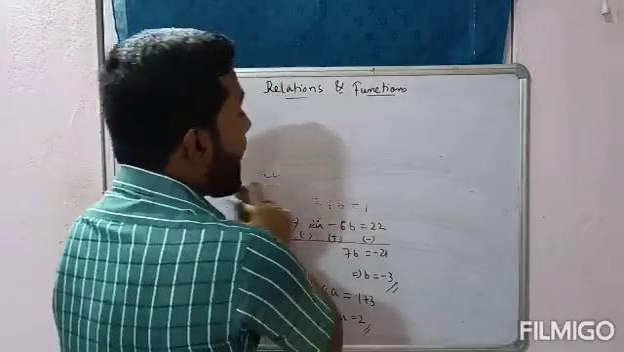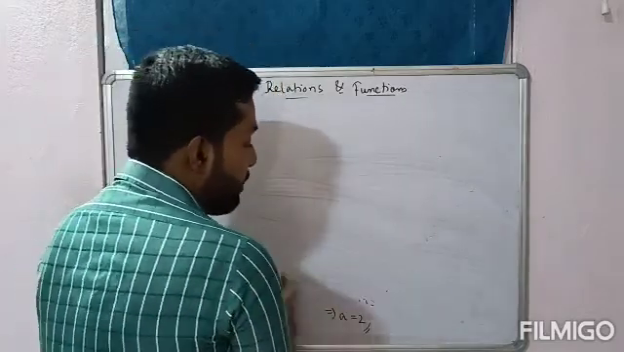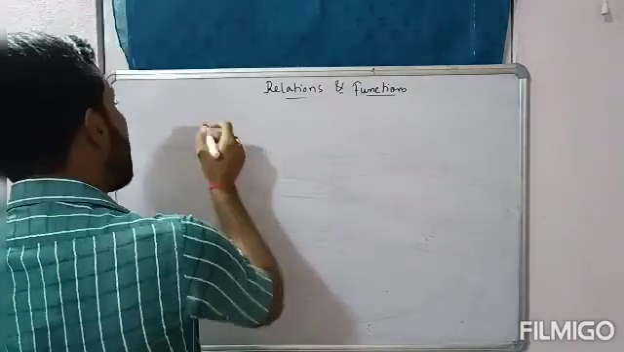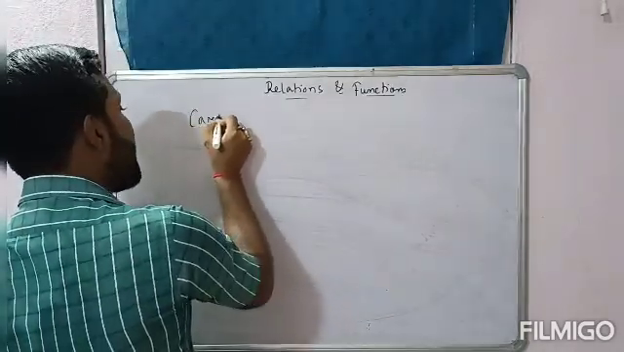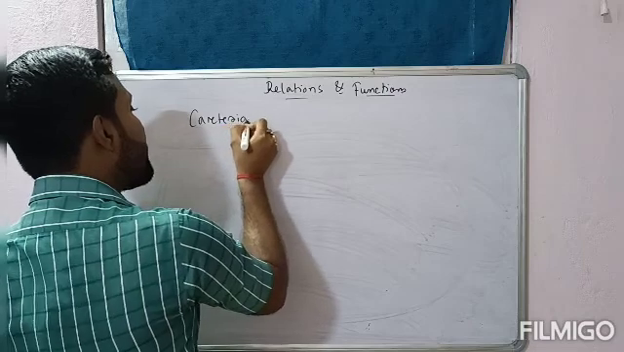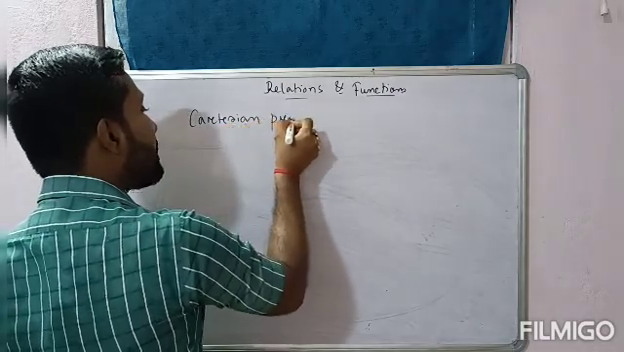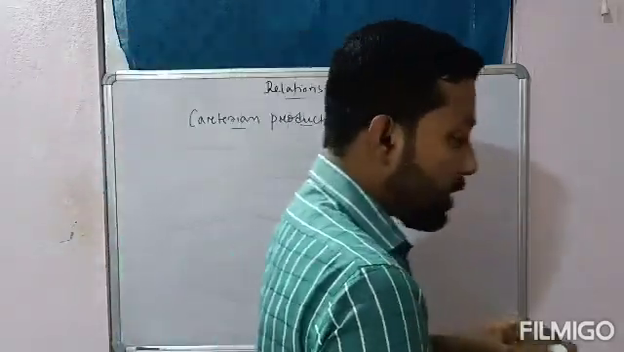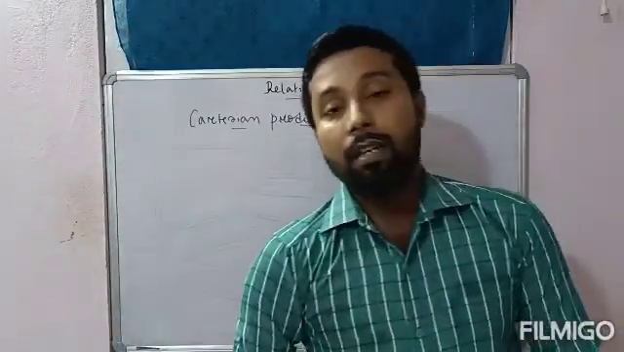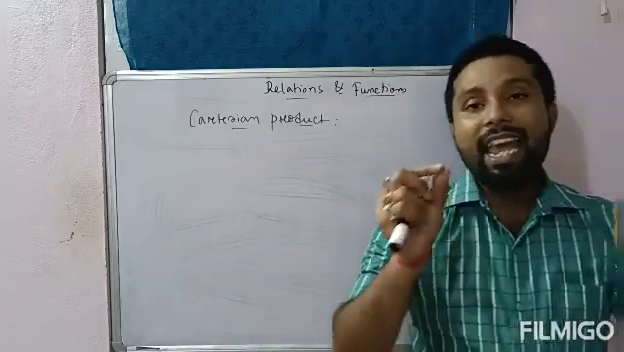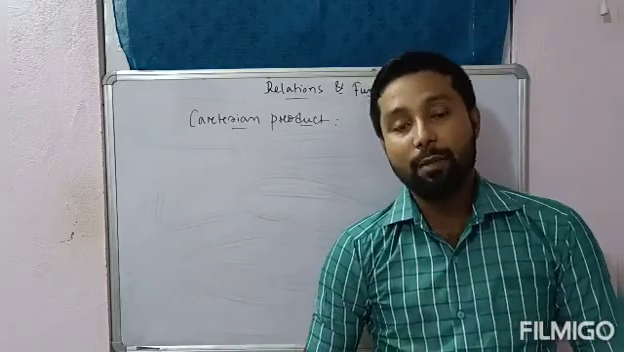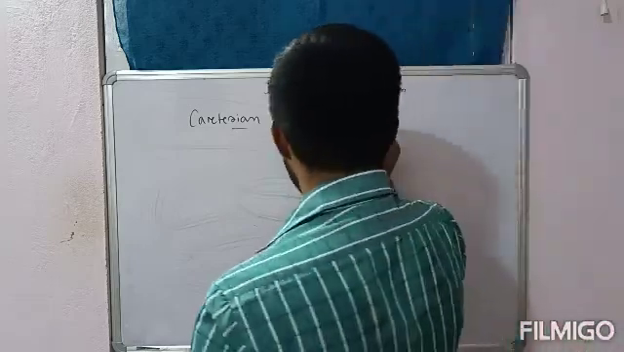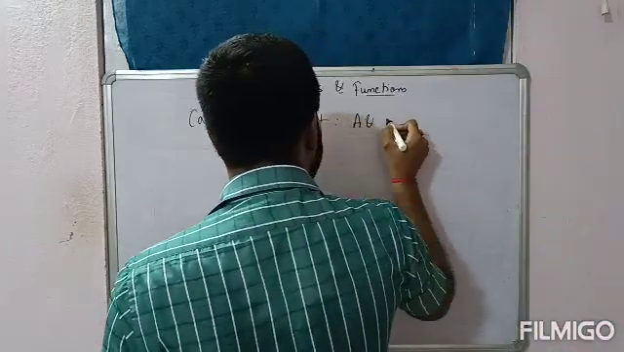Next will come Cartesian product. One of the important parts of this chapter, relations and functions. Cartesian product. It is not like normal multiplication. Okay. What is Cartesian product? Listen. Suppose A and B, capital letter A and B, are two non-empty sets.